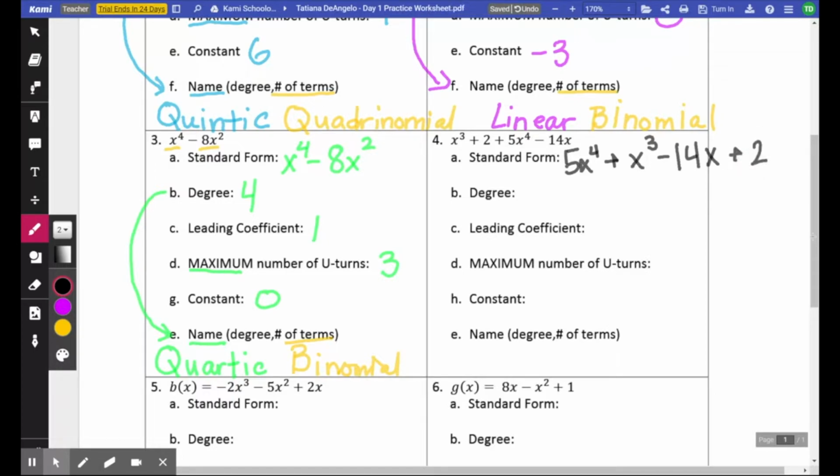So as you can see, I rearranged that, so now it goes in descending order from highest to lowest, so 4, 3, 1, and then 0. So my degree, easy to see now, is 4. And my leading coefficient, which is the number in front of the variable, is 5. Maximum number of u-turns is 1 less than the degree, so it's 3. My constant here is the number without the variable, so it's 2. And then again, I know that the degree influences what the name is, and since the degree is 4, I have another quartic function.